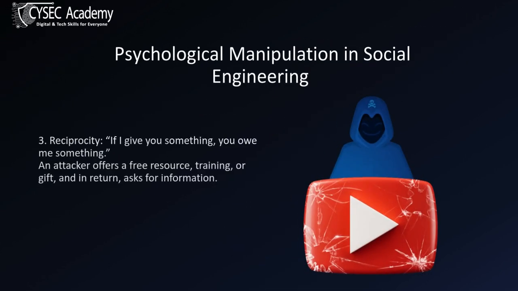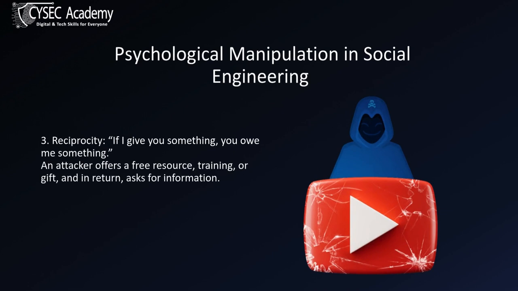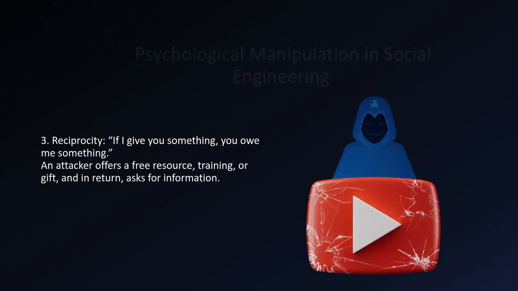3. Reciprocity. If I give you something, you owe me something. An attacker offers a free resource, training, or gift, and in return asks for information. Why it works: humans are socially conditioned to return favors.